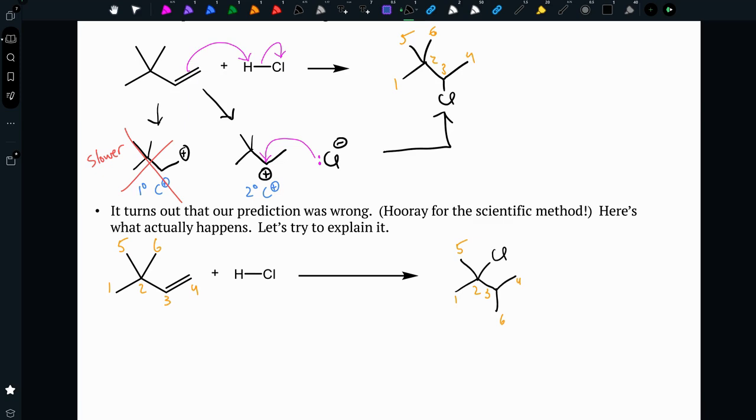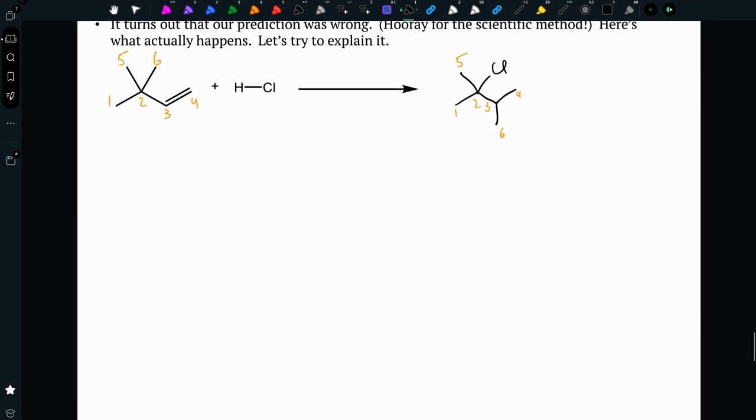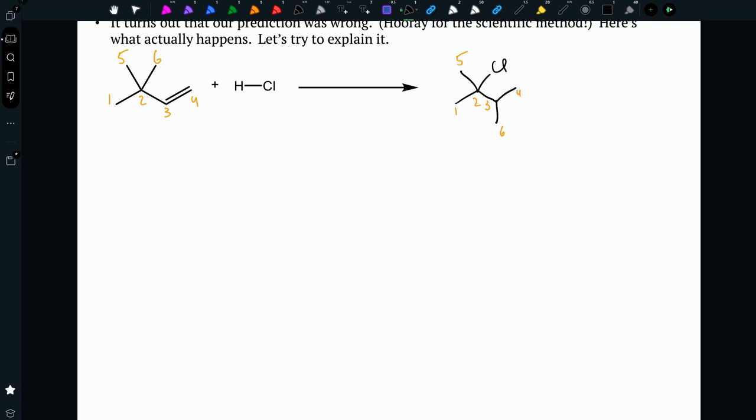So this was something that chemists observed and then had to try and come up with an explanation for. So let's see if we can come up with an explanation. We get an unexpected product. Let's examine our mechanism. In the first step of the mechanism, we predicted that we would form a secondary carbocation. I'm going to stick with that same first step.